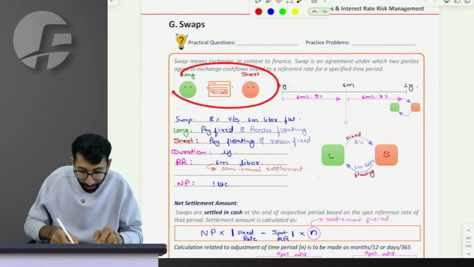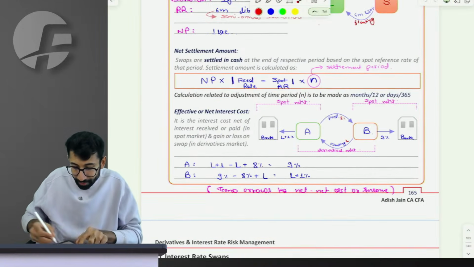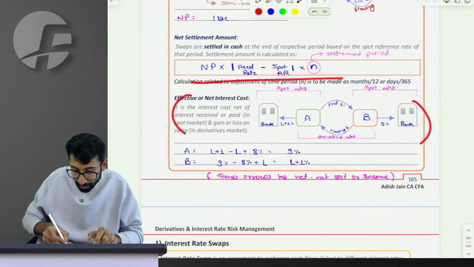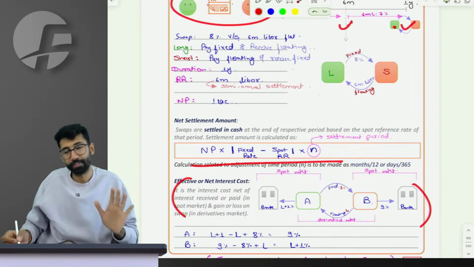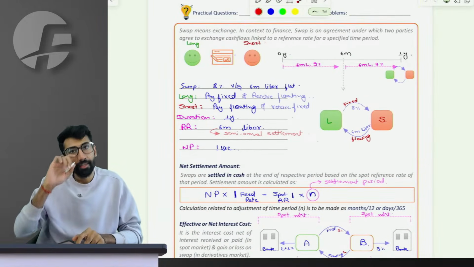So what have you learned? What a swap agreement is. How it is settled. Calculating the settlement amount. And then ultimately also calculating the net interest cost. Perfect. Let us solve the first question of this category.